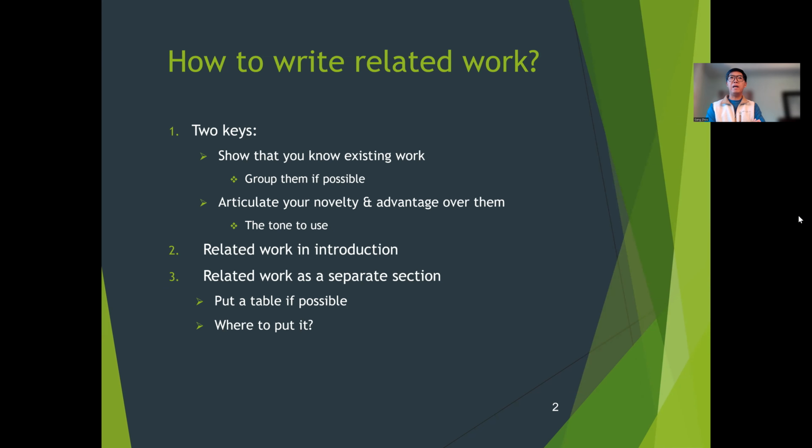Okay, we're going to talk about how to write the related works of a paper, a computer science paper. Here is the outline. First, there are two things you need to deliver when writing related work. Number one, you need to convince readers that you know existing work, you know related work, you're an expert. You need to build credit that you already know things, okay?